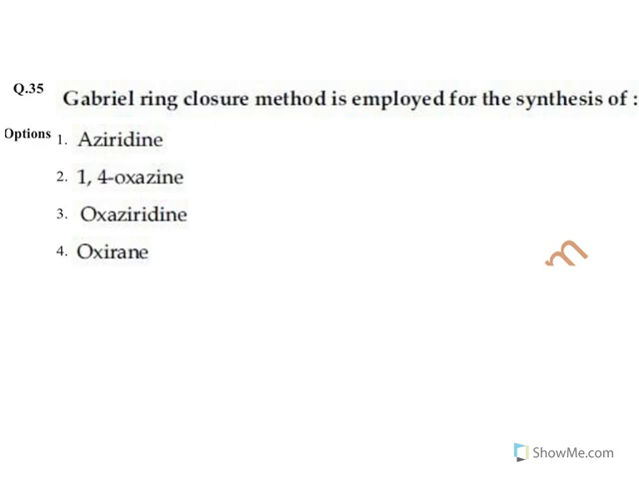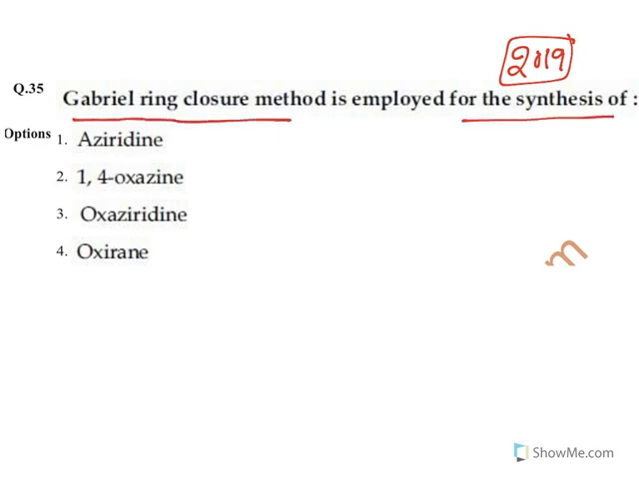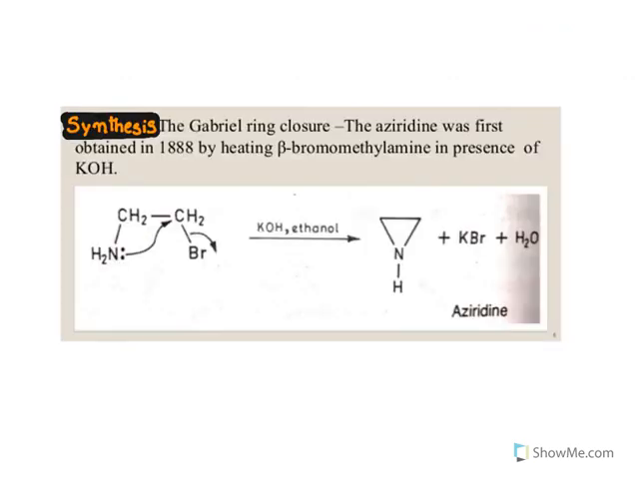Next one. Again, this question was asked in 2019 GPAT. Look at them. Gabriel ring closure method is employed for the synthesis of. This is a very specific named reaction to synthesize aziridine. Look at the reaction. The Gabriel ring synthesis is specific for aziridine. See, this is a beta-bromomethylamine. This is a functional group. This is the alpha carbon, this is the beta carbon. In the beta position, you have bromine. Beta-bromomethylamine.